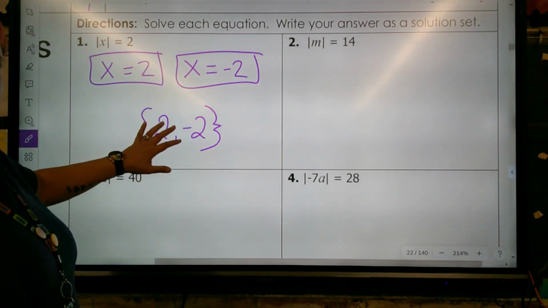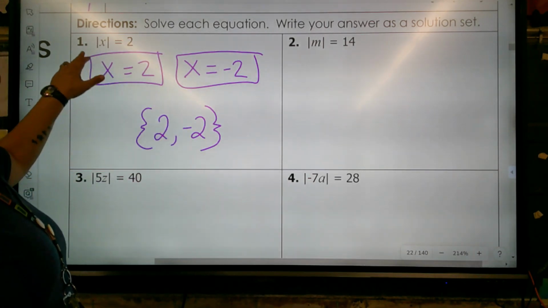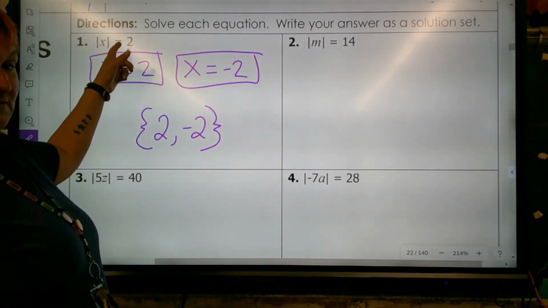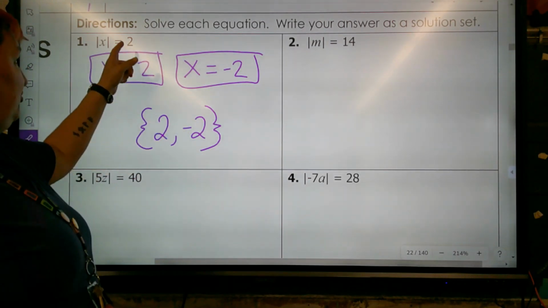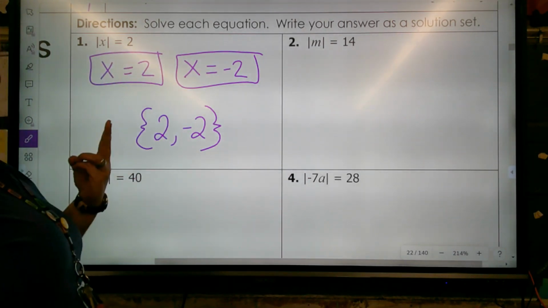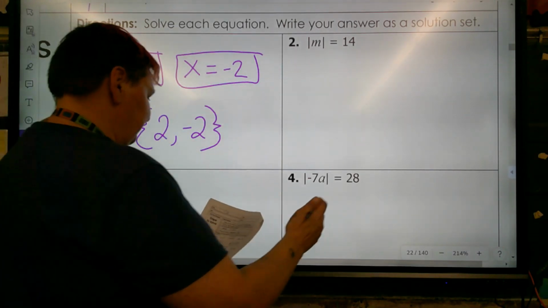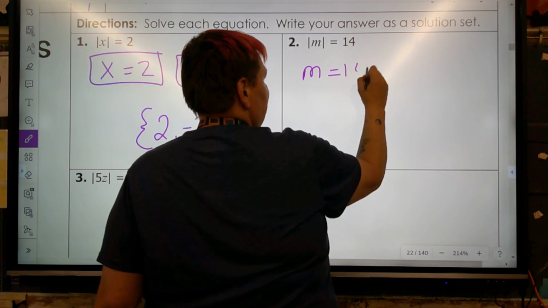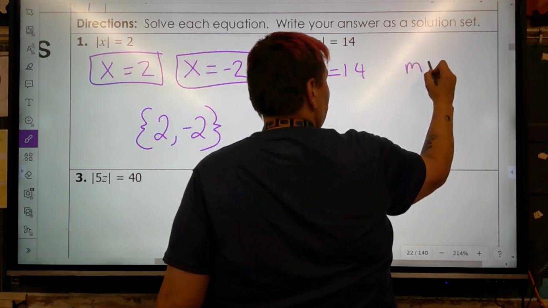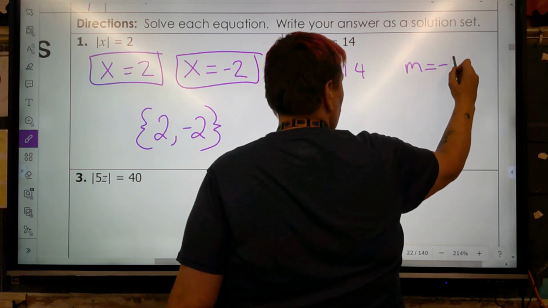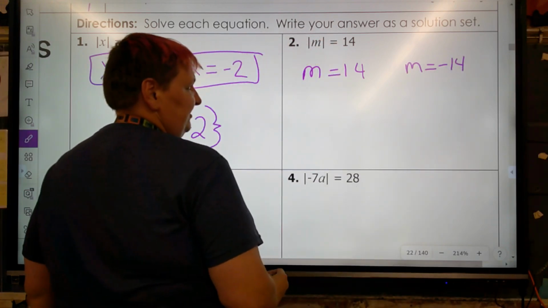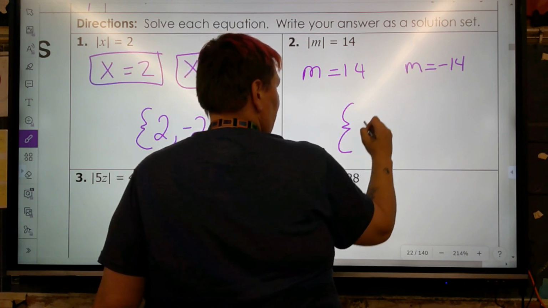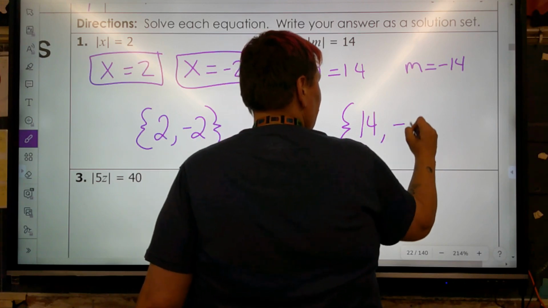This is called a solution set. This is what x could be. It could be 2, and you would get 2. It could be negative 2, and you would get 2. 2 possible answers. Alright, so again, set it equal to the positive and negative answer. So if it's 14, you're going to set it equal to 14 and negative 14. So our solution set is 14 and negative 14.